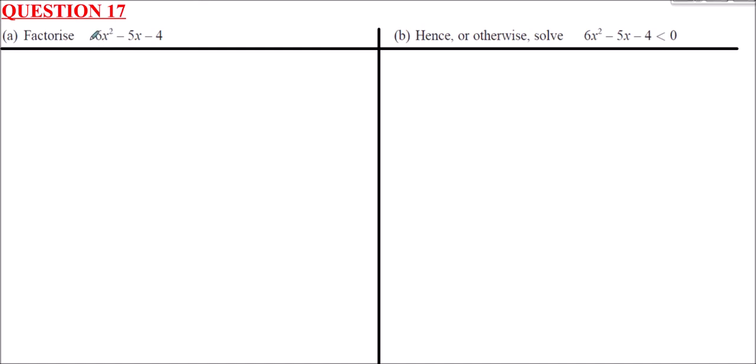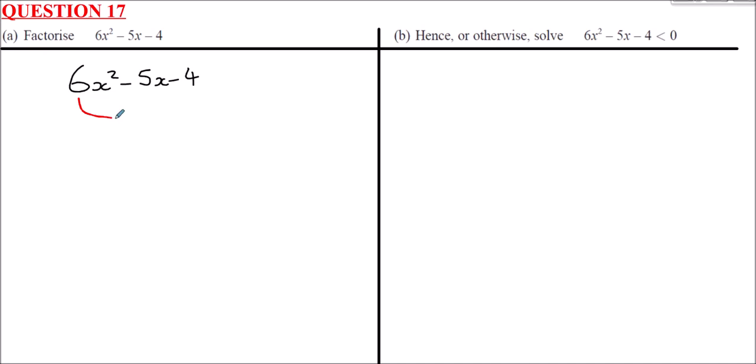So if there's a coefficient of x squared, just check first if we can factorise out any of these numbers first. Is there any number apart from 1 that we can divide into 6, 5 and 4? No, there's not. So using this method, what we do is we pretend, essentially, the 6 disappears.